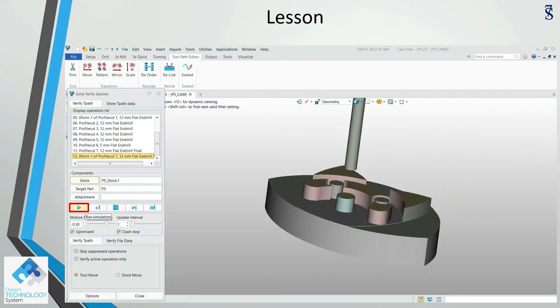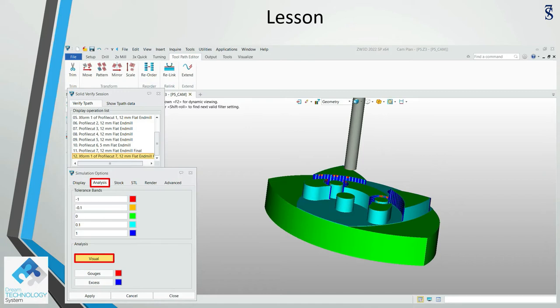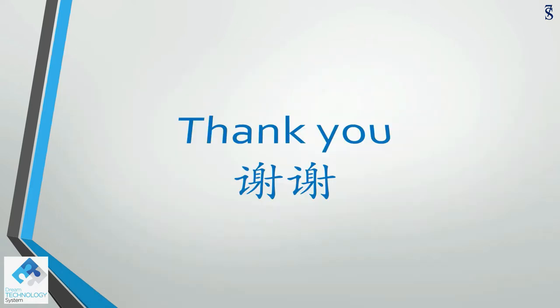Let us do a solid verify. Analysis visual. Looks good. We have material for the finishing cut on the other area. We save the file. Let me switch the screen to show you step by step how to complete the task.